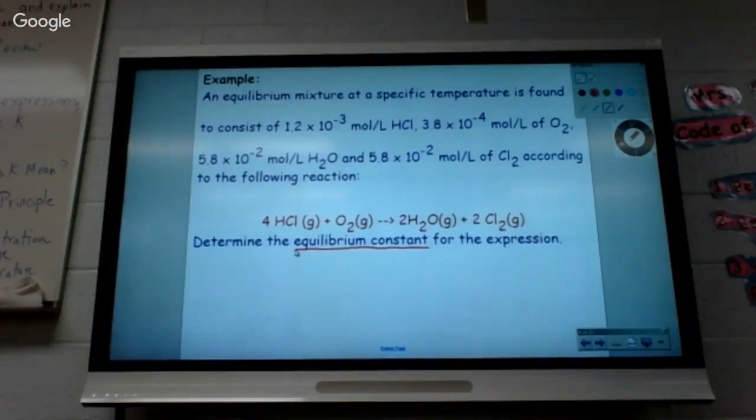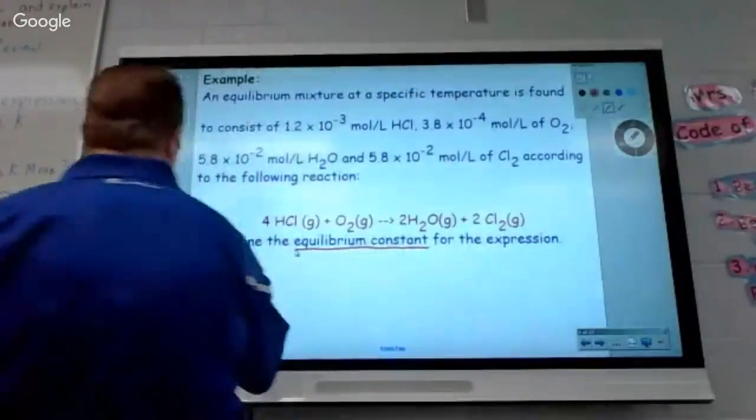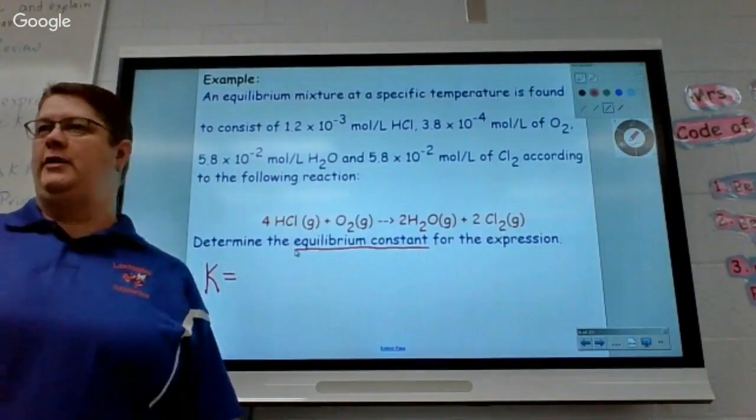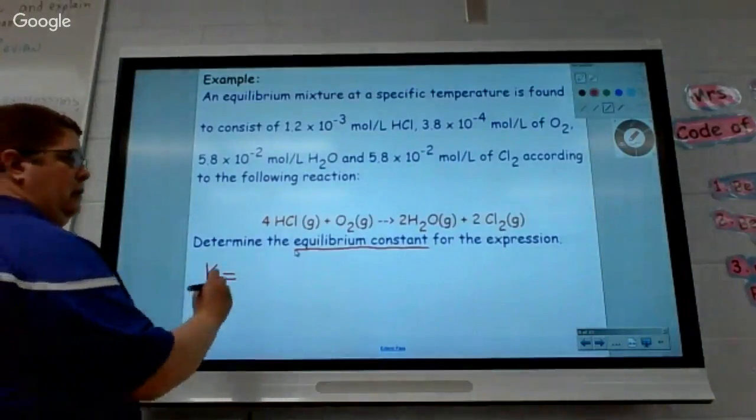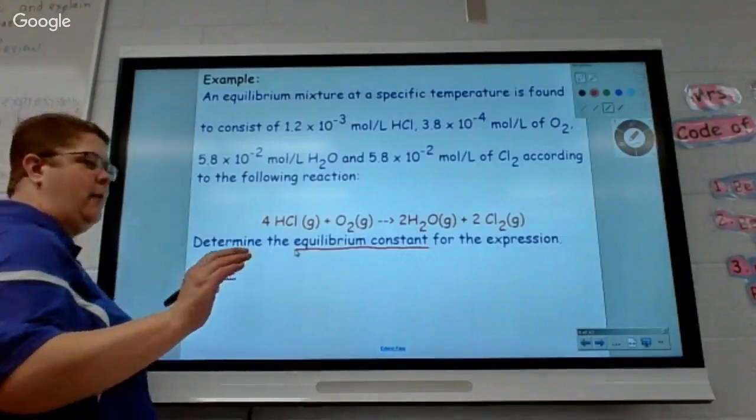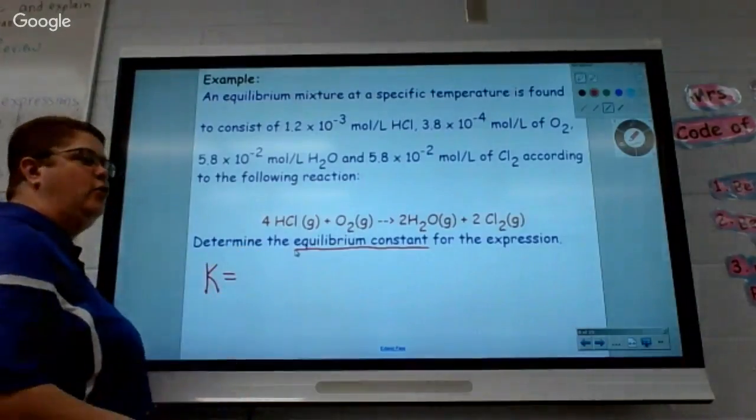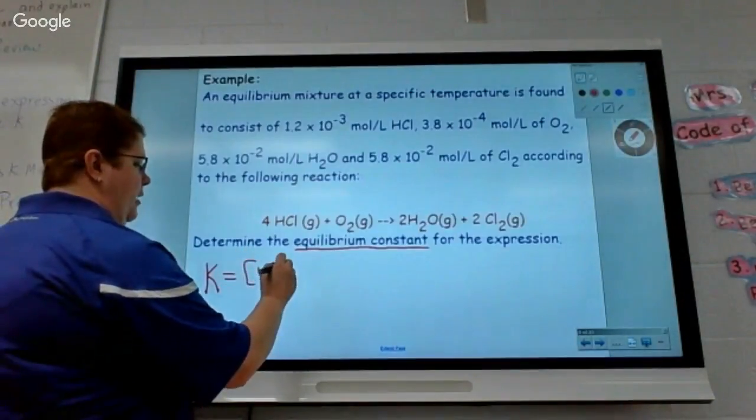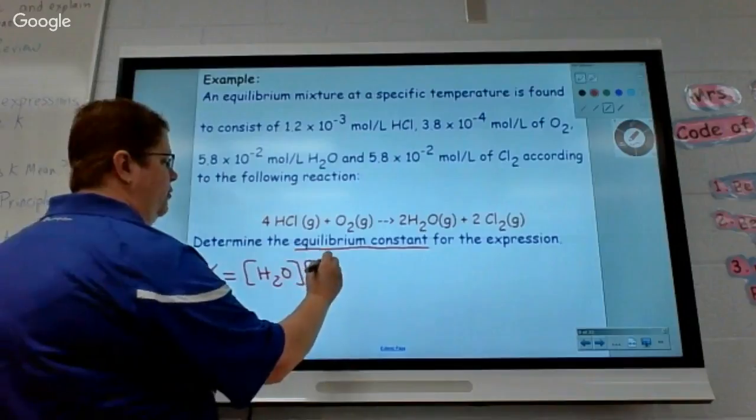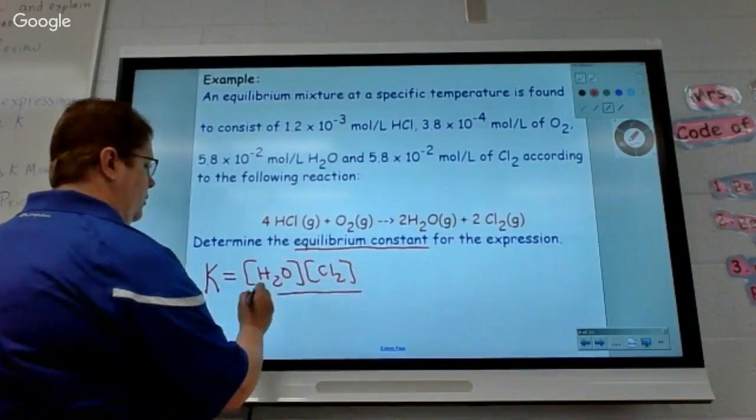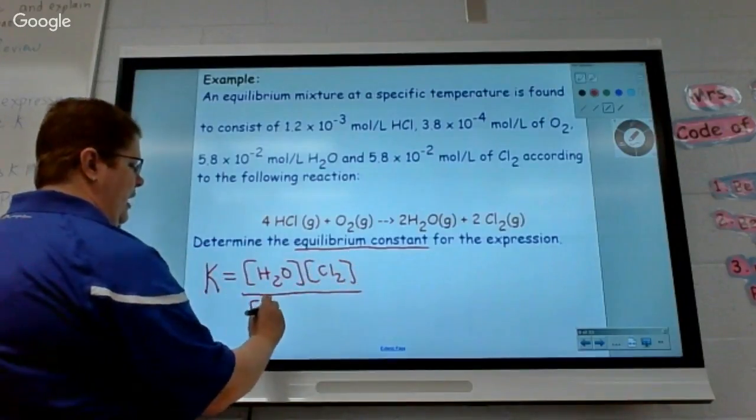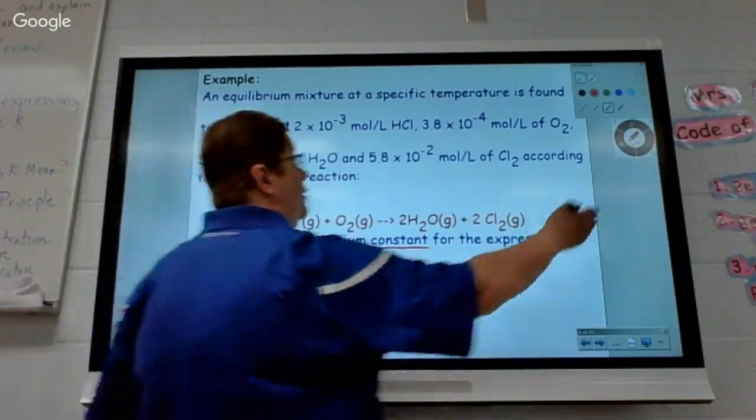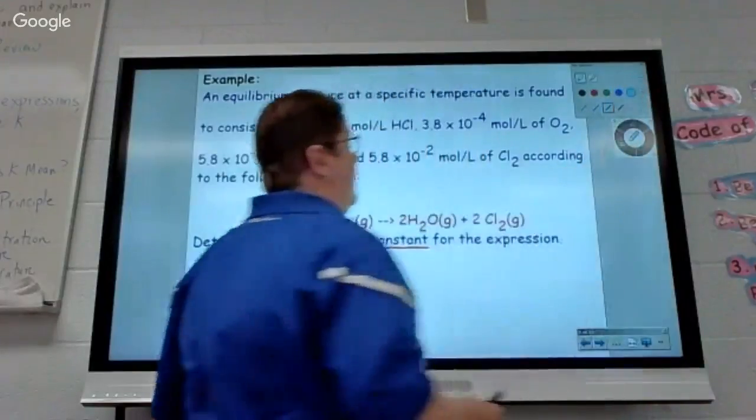Write K. So let's write K. All right. So K equals. What has to go on the top? So what are the products? Don't worry about trying to put in the coefficients. Do it step by step. You'll make less mistakes. H2O. And then what else? Cl2. And then what on the bottom? HCl and O2. All right, then go back, put in your coefficients.